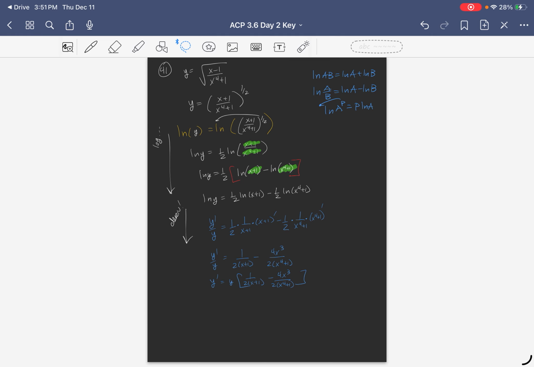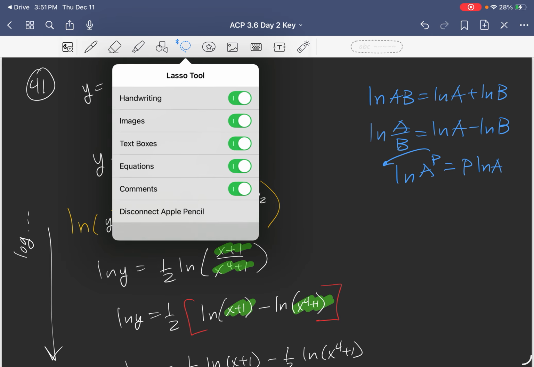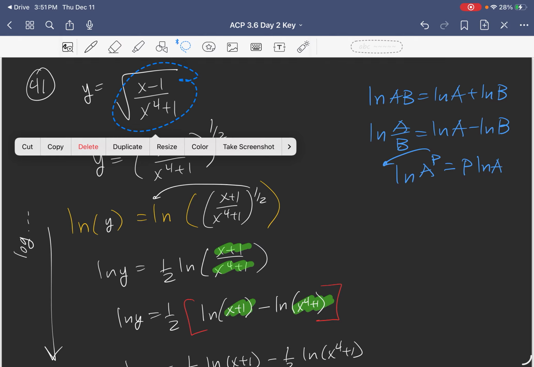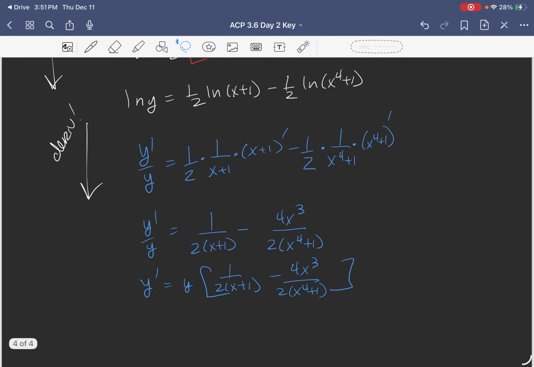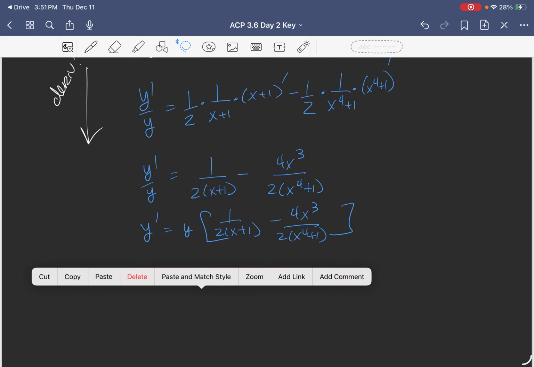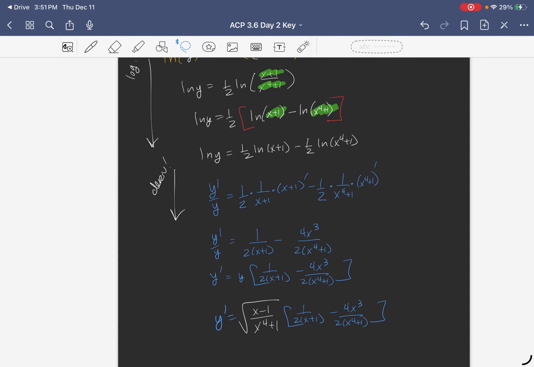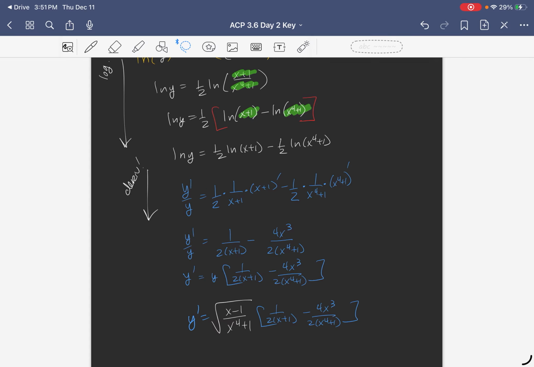So what did we say y was in the very beginning? Well, y was just all this stuff. So that means I can come down here and just replace the y with what it's equal to. So that means that y prime is this stuff times this stuff. Copy and paste. Yep, so that's what it is. So there's your derivative.